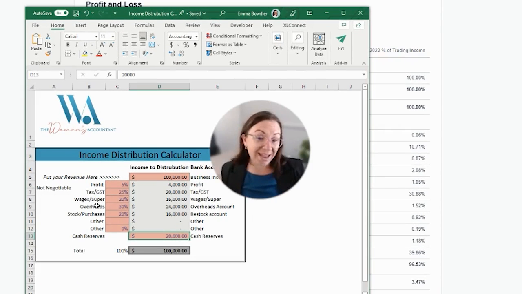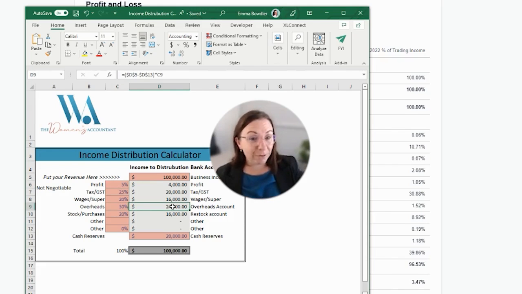I hope that is a good tool for you. It's just a matter of finding out what those percentages are, and really saving that profit first and being diligent. If I've only got $24,000 in my overheads account, I have to make my business run only with that $24,000, or whatever that is for you.